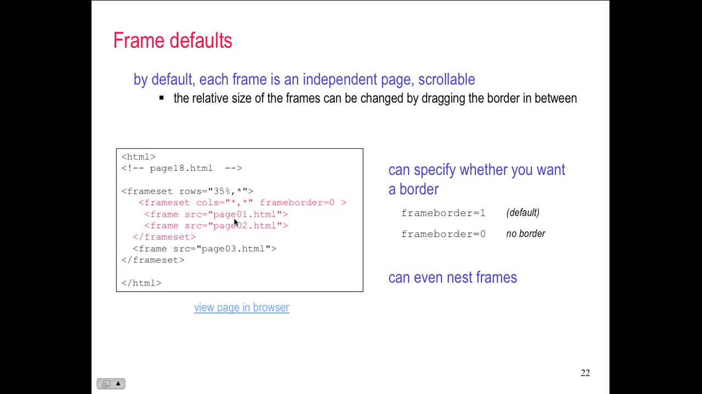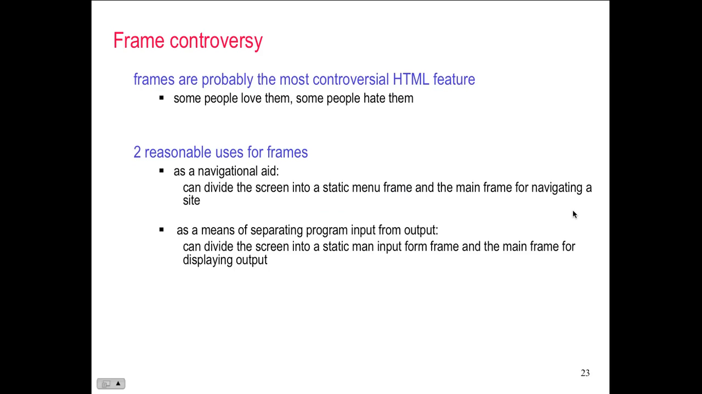Frameset columns. We can put columns in. We can put frames inside of frames, and in the old days, people got so carried away with frames inside of frames inside of frames that it can make the page difficult to navigate. You can specify whether or not you want a border with the 1 or the 0 for on or off, and you can even nest the frames. Here's our frame controversy. Probably the most controversial feature of HTML. Some people love them, some people hate them.